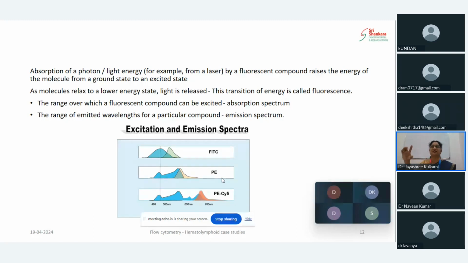So it has basically 12 channels. It can identify 12 different colored fluorochromes, and so many antibodies can be put in the tube at the same time. That is the advantage. So with advancement in flow cytometry, the number of channels are going on increasing.